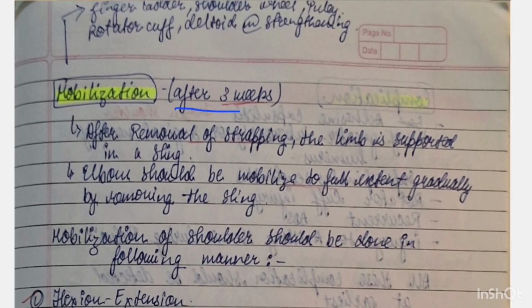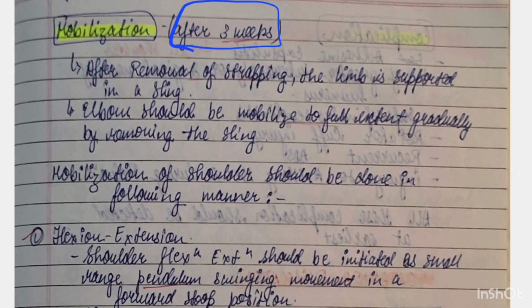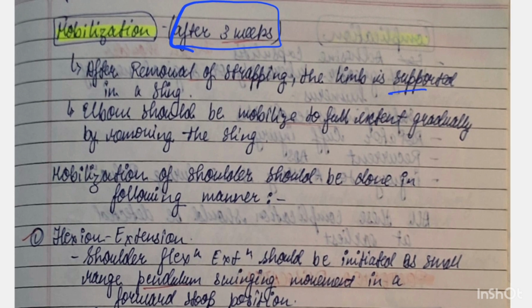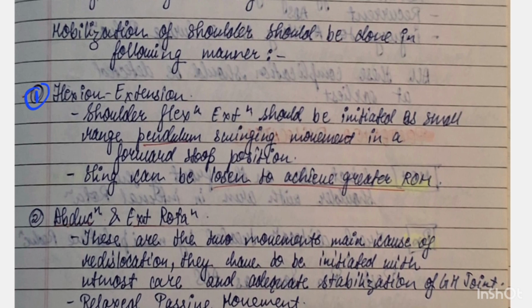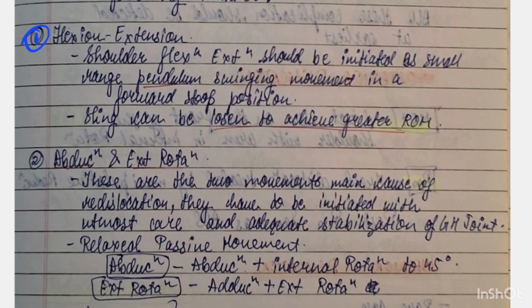Then the mobilization phase after 3 weeks. After removal of strapping, the limb is supported in a sling. The elbow should be mobilized to full extent gradually by removing the sling. Mobilization of the shoulder should be done in the following manner. First, flexion extension. Shoulder flexion extension should be initiated as a small range pendulum swinging movement in the forward stoop position. The sling is loosened to achieve greater range of motion.